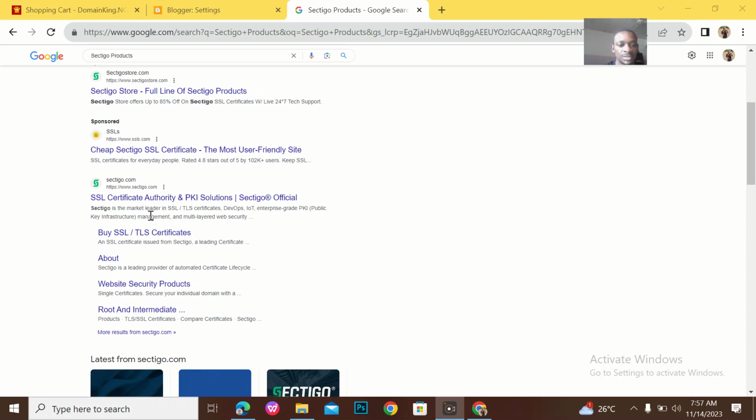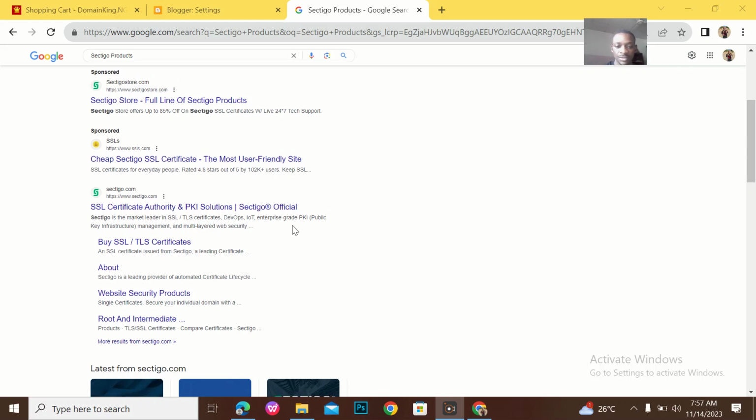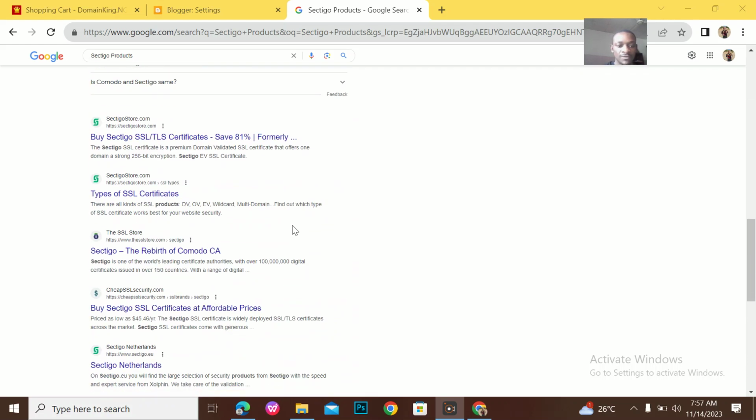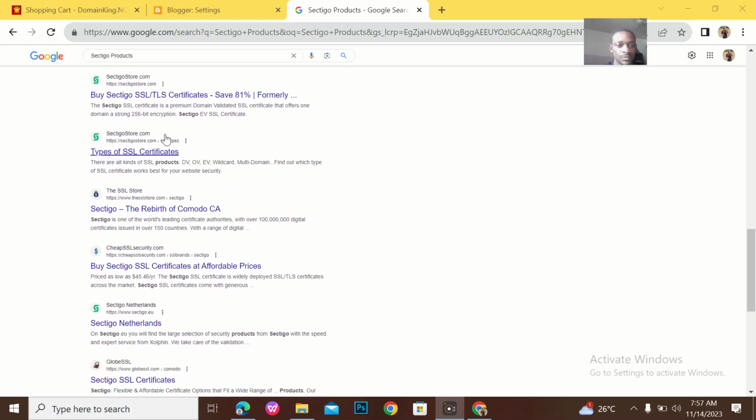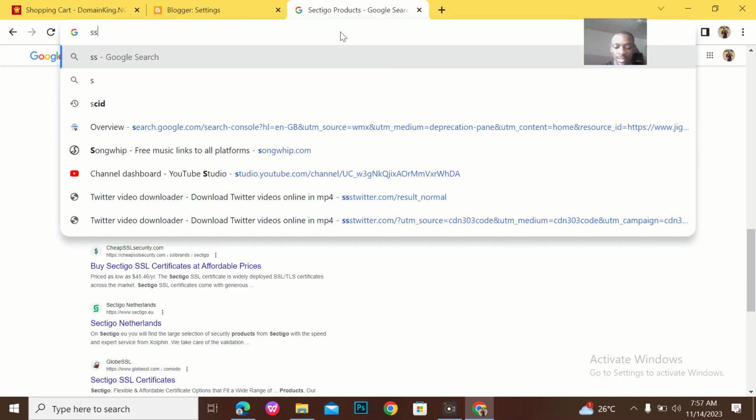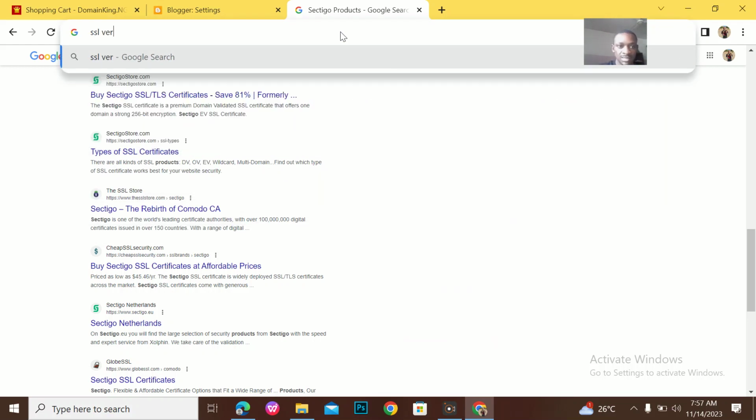A Sectigo product is basically for you to get an SSL certificate, for you to have a strong encryption. It is a premium domain validation SSL certificate. Now you want to ask me what an SSL certificate is.